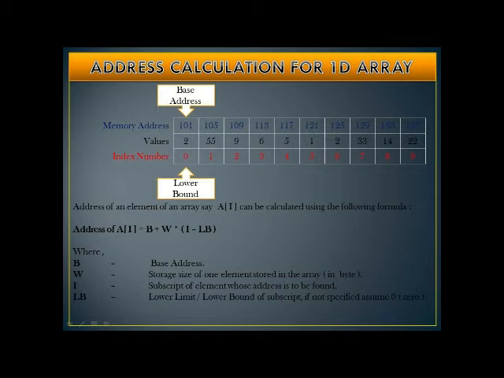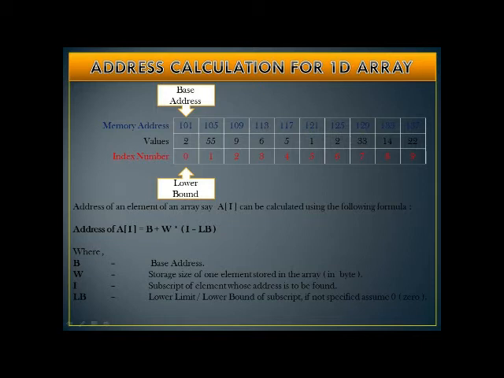So 101 plus 4 is 105. Similarly, the address of a of 2 will be 109 and so on. See, each and every address is increased by 4 bytes. If suppose this array is of character type, then it is going to increase by 2, or if it is of double type, then it is going to increase by 8. It's as simple as that.